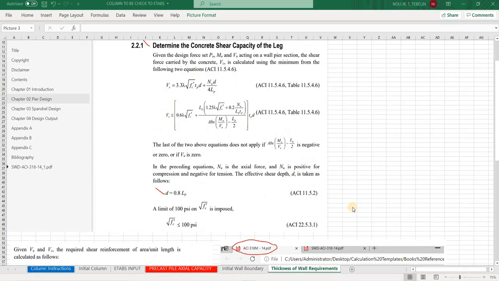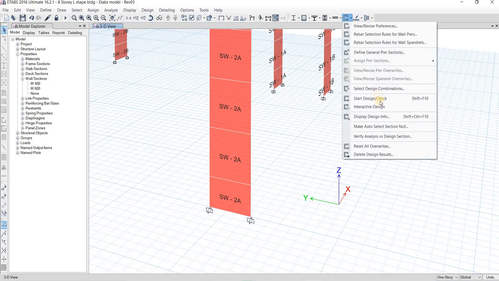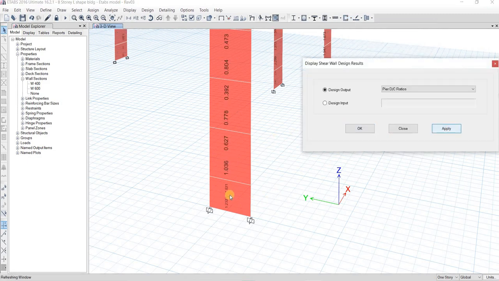Okay, for the shear wall thickness, we will discuss it because from the previous discussion, we only have the PMM or the flexure checking in the DCR, demand capacity ratio of the longitudinal bar. So that is given to us by the display design info, the DCR here. We just check the flexural design. So this one.